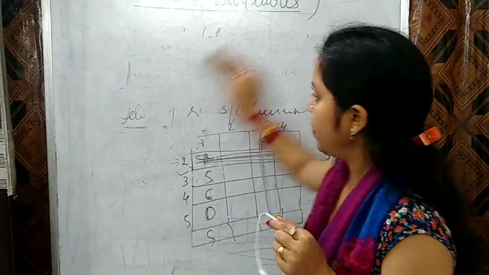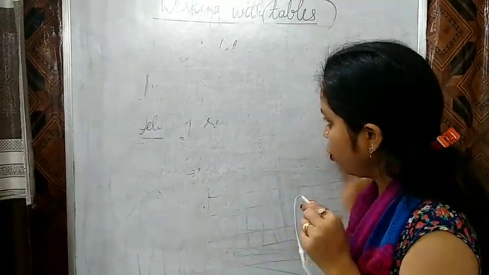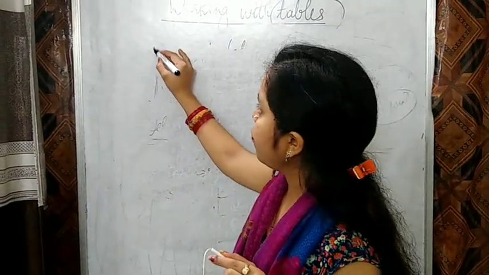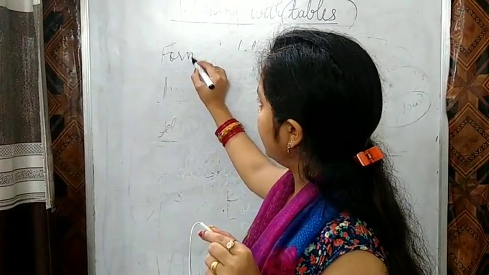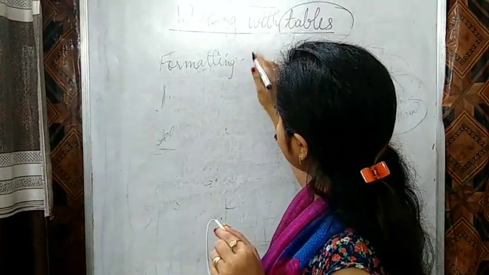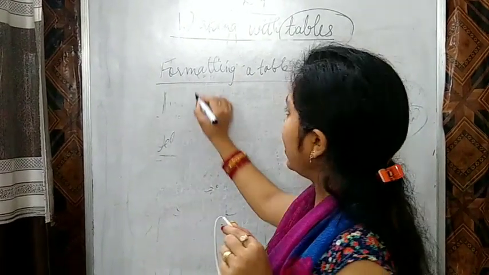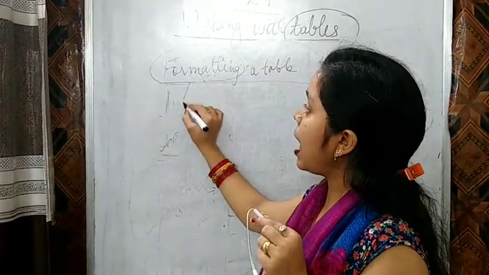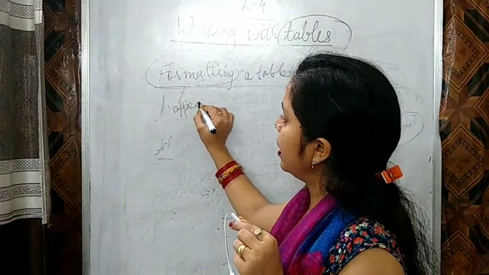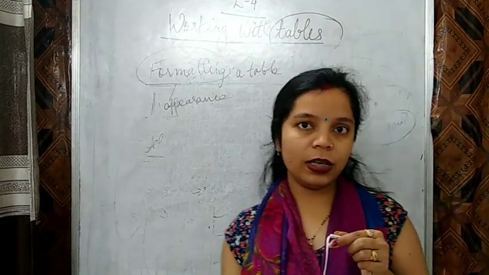So now I am going to explain the next topic of your book. Open your book and see the next topic which is given in your book, that is formatting a table. Now formatting a table, do you know what is the meaning of formatting? Formatting means changing the appearance of anything. That is known as formatting. Formatting means making anything beautiful.